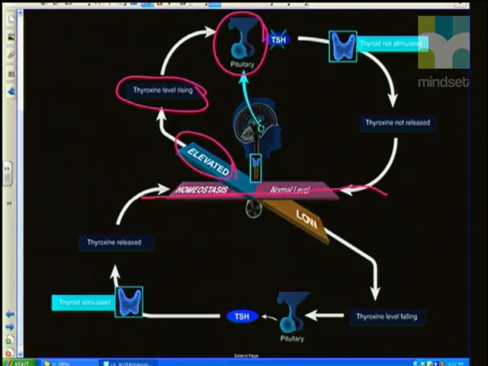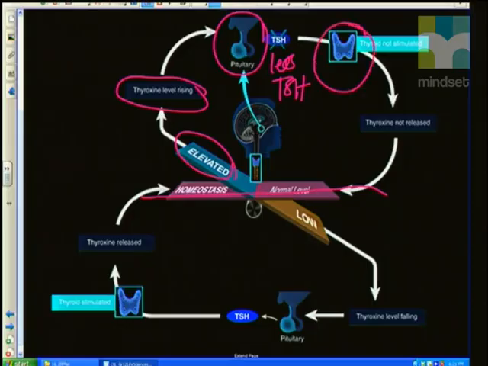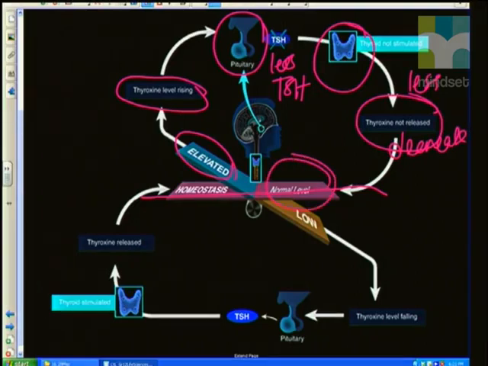Which is the control center? The pituitary gland. What does the pituitary gland do? It secretes less TSH. And if it secretes less TSH, then it is going to stimulate the thyroid gland less or more? Yes, less, obvious. So the thyroid gland is not stimulated so much. So the amount of thyroxine decreases. Decreases to what? To the normal level again.